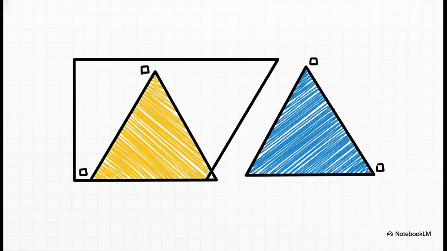Now, what happens if we take a line and just slice that rectangle right down the middle, from corner to corner? Boom. Just like that, we've split it into two identical pieces. And what are those pieces? They're two perfect right-angled triangles.